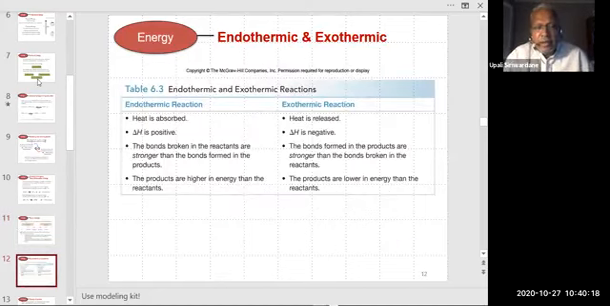It's summarized in the table of endothermic and exothermic reactions. Endothermic: heat is absorbed, delta H is positive. The bonds broken in the reactants are stronger than the bonds formed in the products. The products are higher in energy than the reactants. Exothermic reaction: heat is released, delta H is negative. The bonds formed in the products are stronger than the bonds broken in the reactants. The products are lower in energy than the reactants.